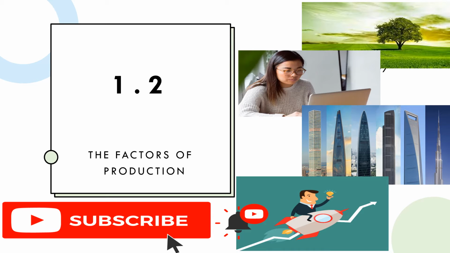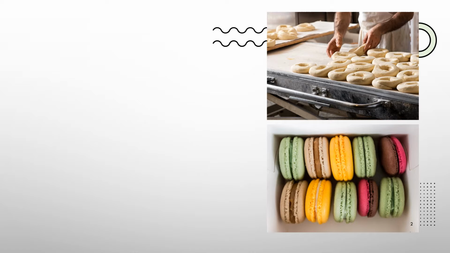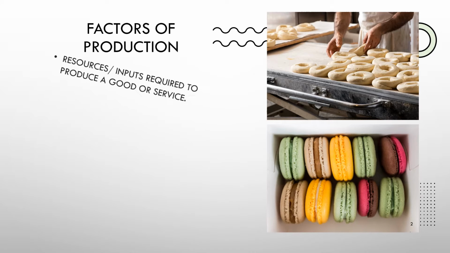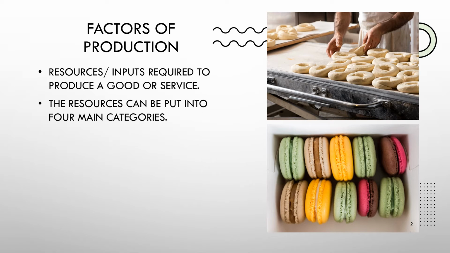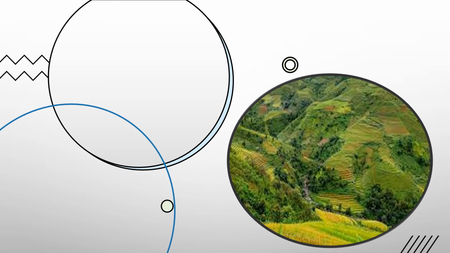Hi, today we're going to cover the factors of production under the basic economic problem, economics. So what are factors of production? Factors of production are the resources or inputs. Resources and inputs are synonyms for the factors of production, which are used to produce goods and services. The resources can be put into four main categories: land, labor, capital, and enterprise.